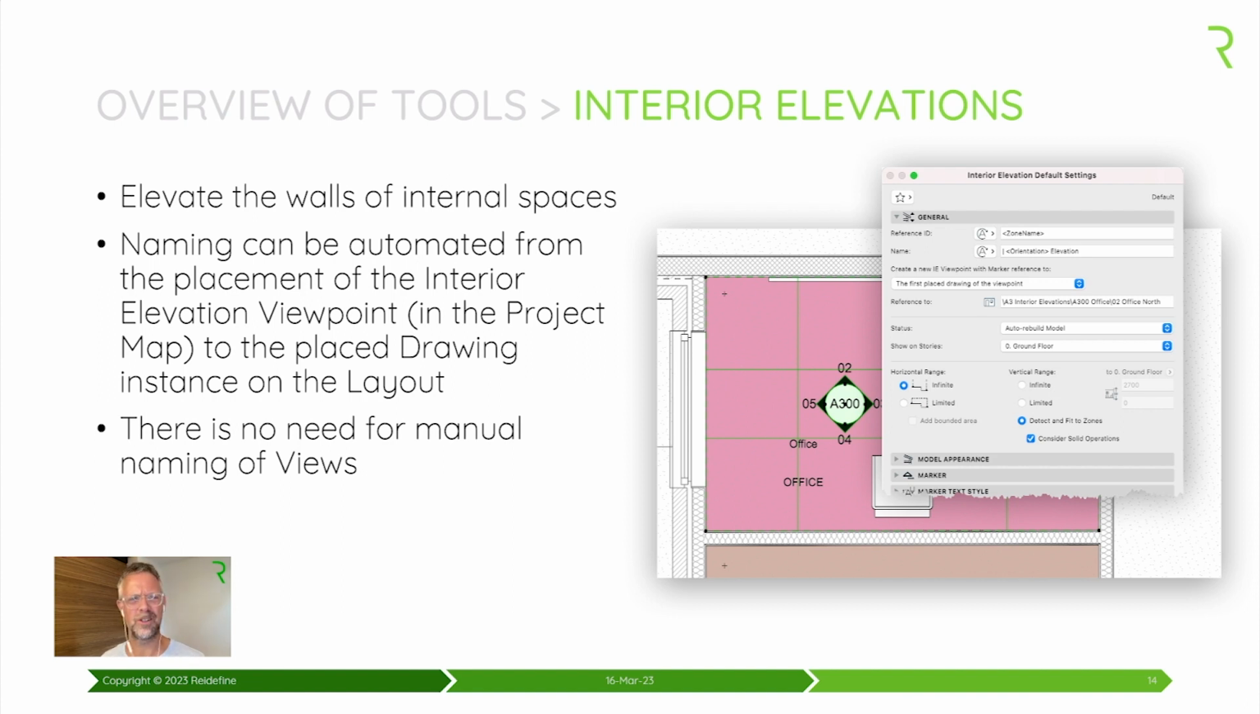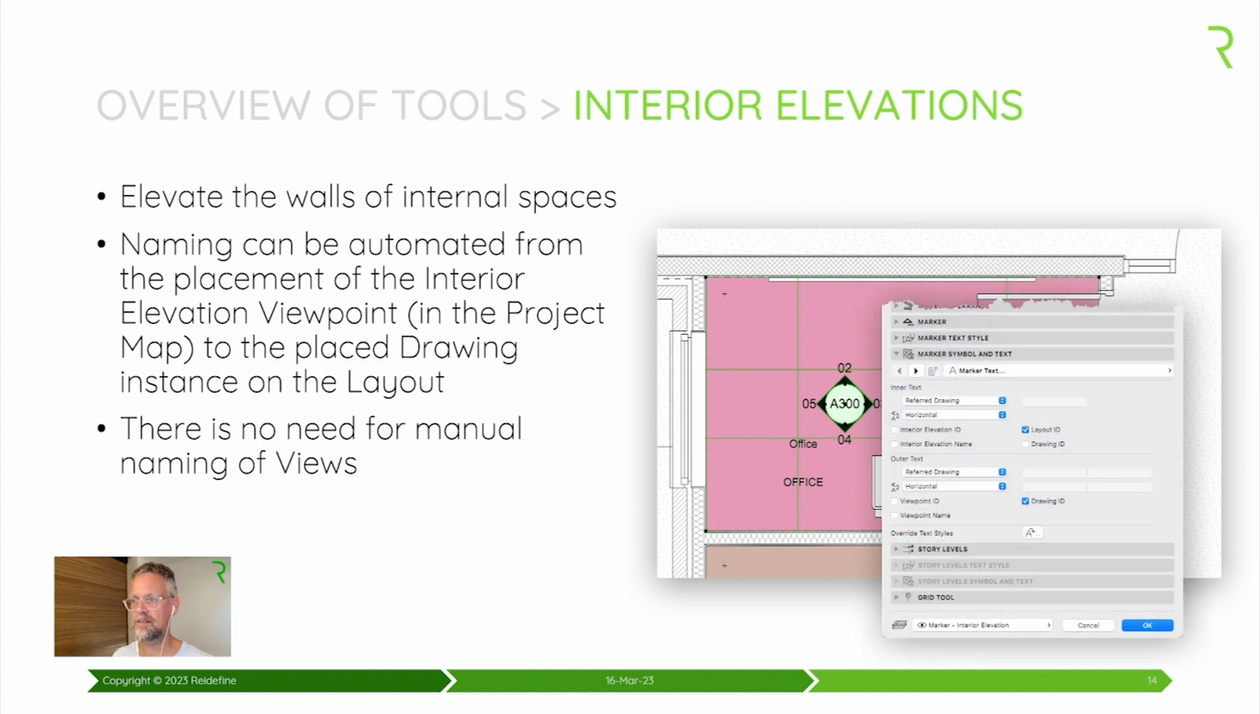So I'm going to show you how you can do that. It should be automated from when you first place them to the placement of the drawing on a layout. That shouldn't change. You shouldn't have to do anything. And of course, if that room changes, the room name changes for any reason, then it should flow all the way through to the documentation. There's no need for manual naming, okay?